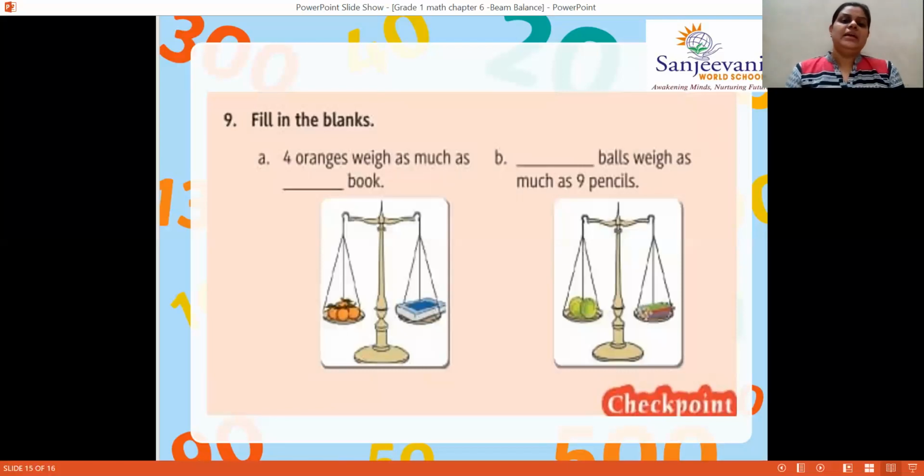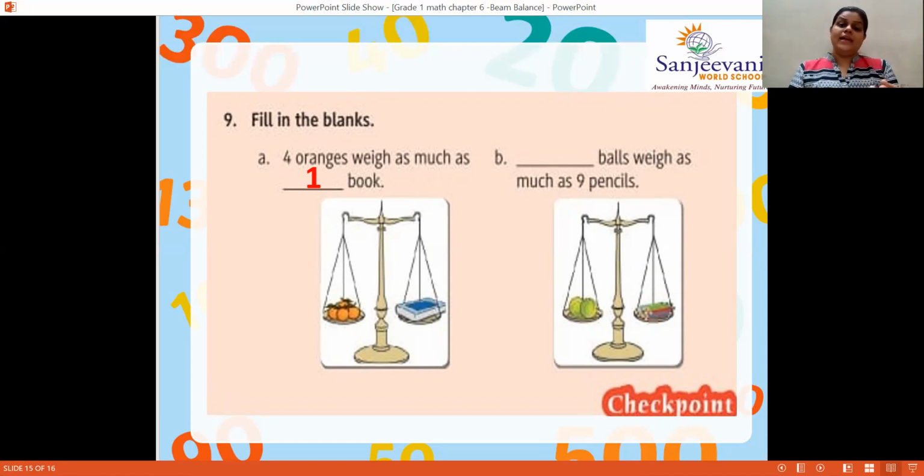Next, fill in the blanks. A. 4 oranges weigh as much as dash book. Now, in one pan, 4 oranges are kept and in another pan, there is 1 book kept. So, 4 oranges is equal to how many books? Yes, you can see 1 book. Yes, the answer is right. To balance 4 oranges, 1 book is kept in another pan. Correct? Same way, B. Dash balls weigh as much as 9 pencils.